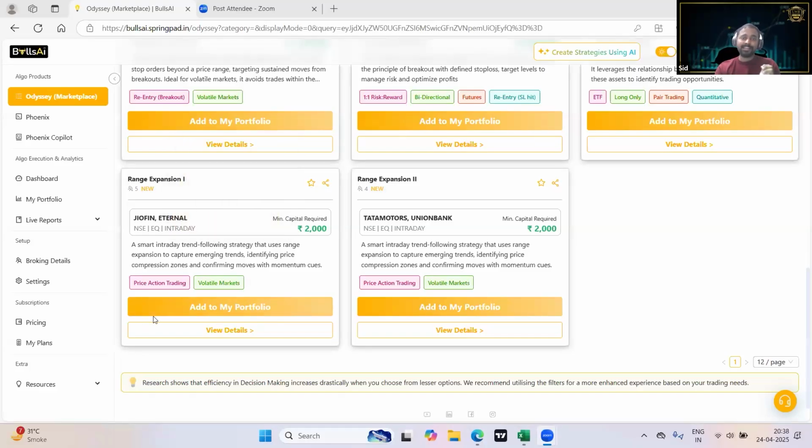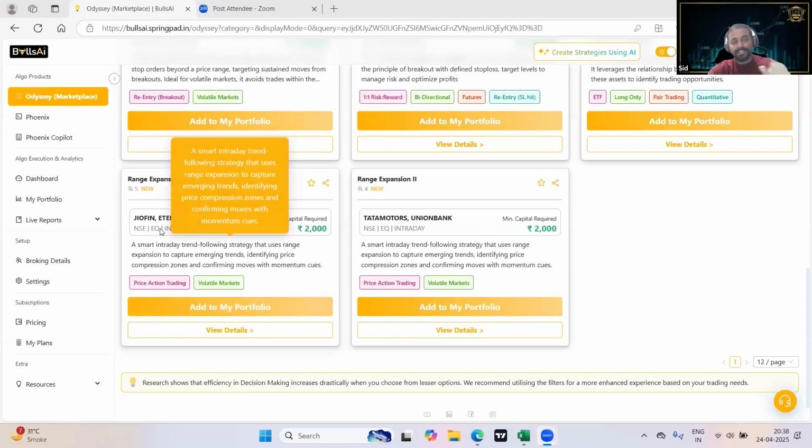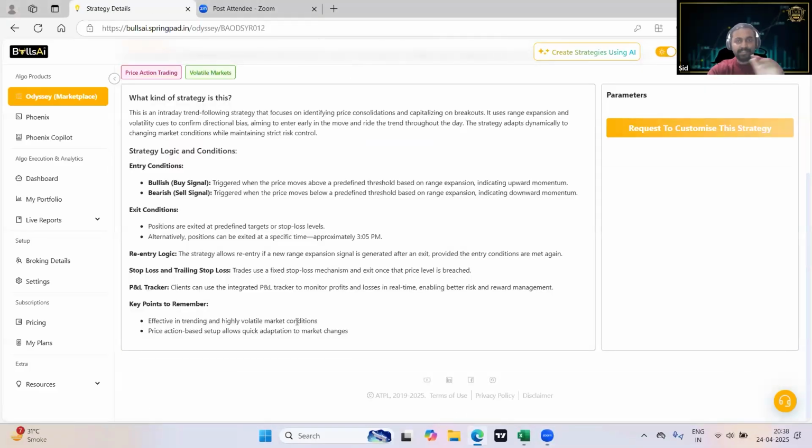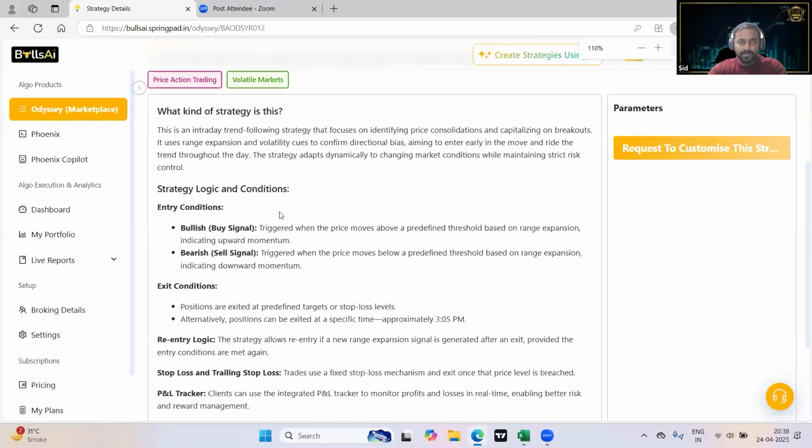Essentially, it captures the compression and expansion, and it also focuses on the price action in the market. This strategy is for JioFinance and Eternal, and the other is Tata Motors and Union Bank, but the underlying is the same thing. Let's look at the details in this strategy. I'll just zoom in a bit so you can also read it.